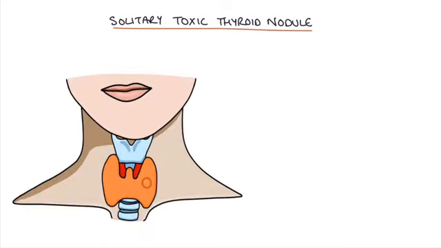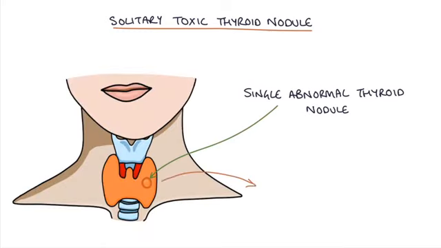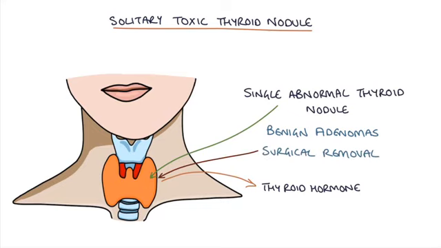A solitary toxic thyroid nodule is where there's a single abnormal thyroid nodule that's acting on its own to release thyroid hormone, and these nodules are usually benign adenomas, and they're treated quite easily by surgical removal of the nodule, which will stop the excess thyroid hormone from being produced.